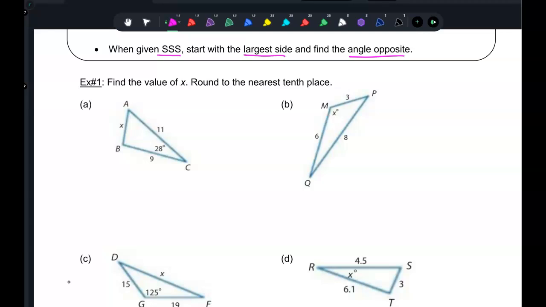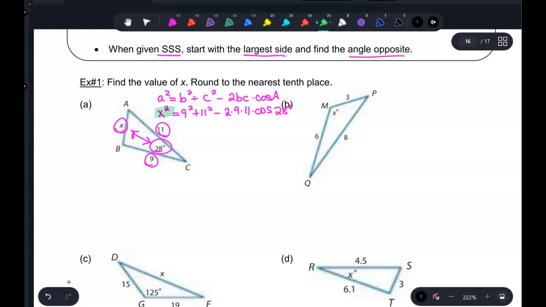Find the value of x, rounding to the nearest tenth. Let me write down the formula and show you how we adjust it for this triangle. I'm trying to find x, so think of x as our a squared. The other two sides are b and c. So this would be 9 squared plus 11 squared minus 2 times 9 times 11 times the cosine of 28. Remember, the two ends are opposite each other.